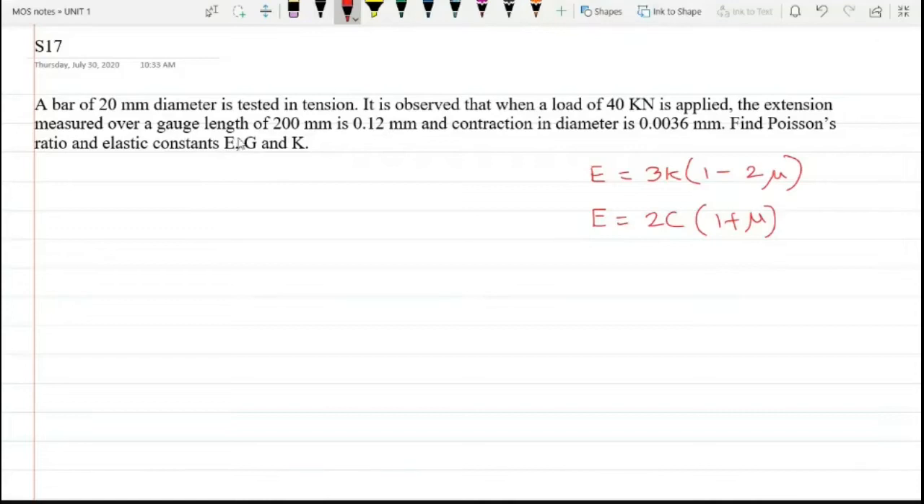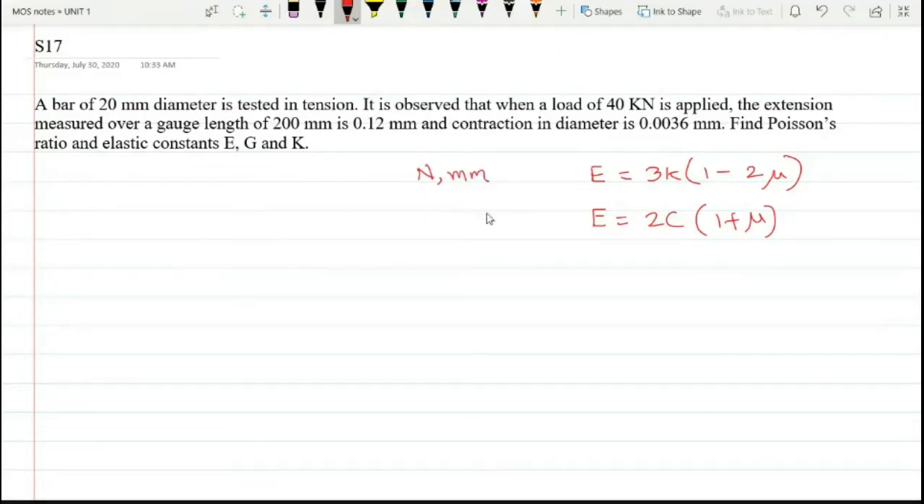Sometimes they won't mention this; they will say elastic constants. When they say elastic constants, it means you have to identify Young's modulus, modulus of rigidity, and bulk modulus. All the three you have to identify. So C and G are the same. Don't get confused. Sometimes they will call it G, sometimes we will call it C. So let us solve this problem in Newton and mm.